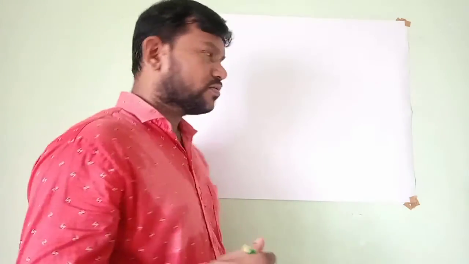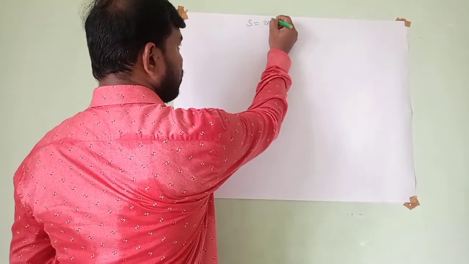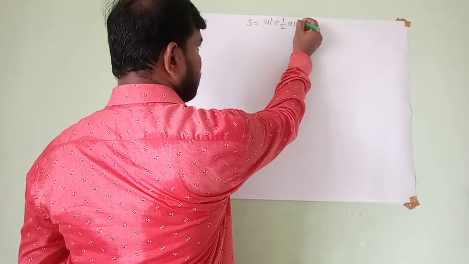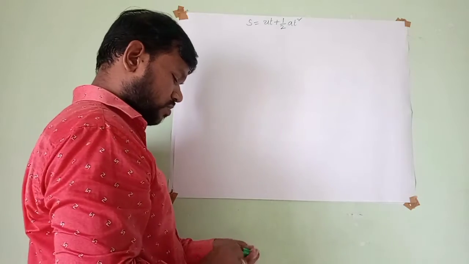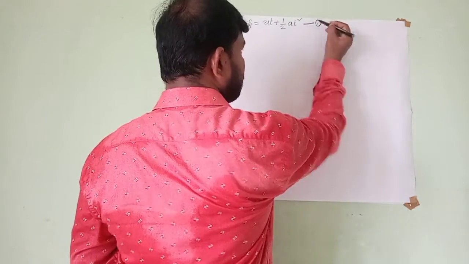S is equal to ut plus half a t square. So I am writing the second kinematic equation. From this, how can we derive the third kinematic equation? The second kinematic equation is S is equal to ut plus half a t square. Suppose we call this equation 1.